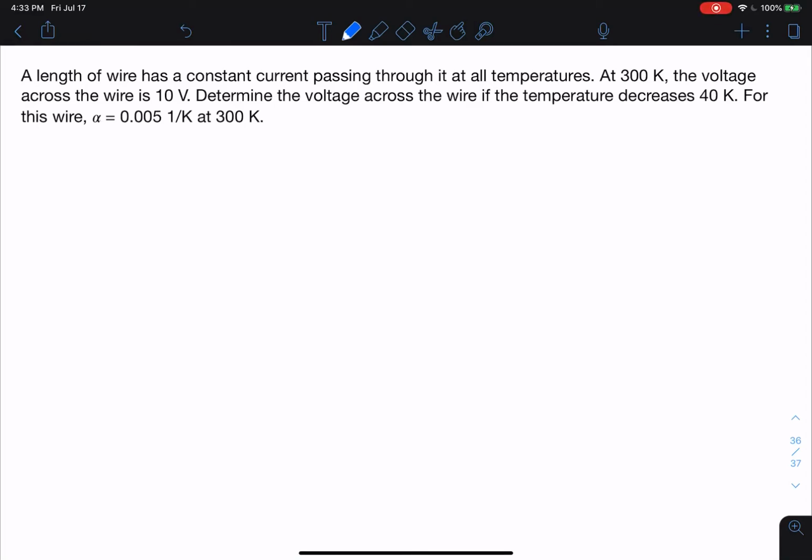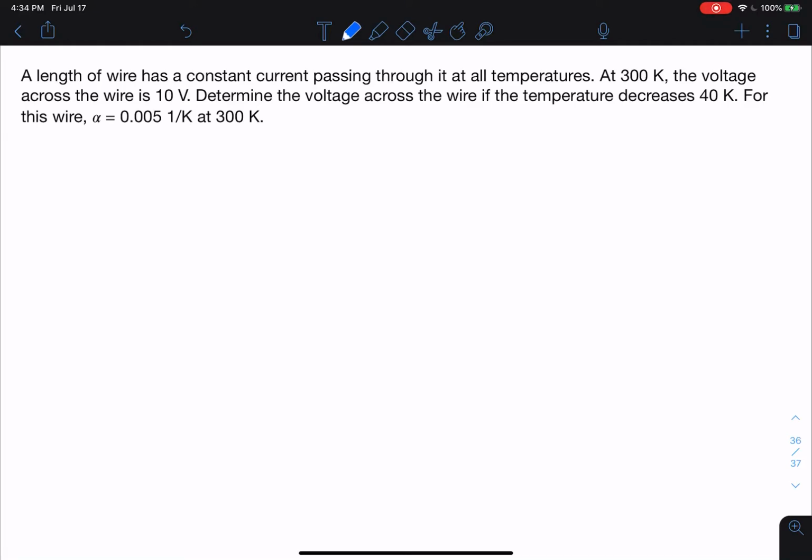A length of wire has a constant current passing through it at all temperatures. At 300 Kelvin, the voltage across the wire is 10 volts. Determine the voltage across the wire if the temperature decreases 40 Kelvin. For this wire, alpha equals 0.005 inverse Kelvin at 300 Kelvin.